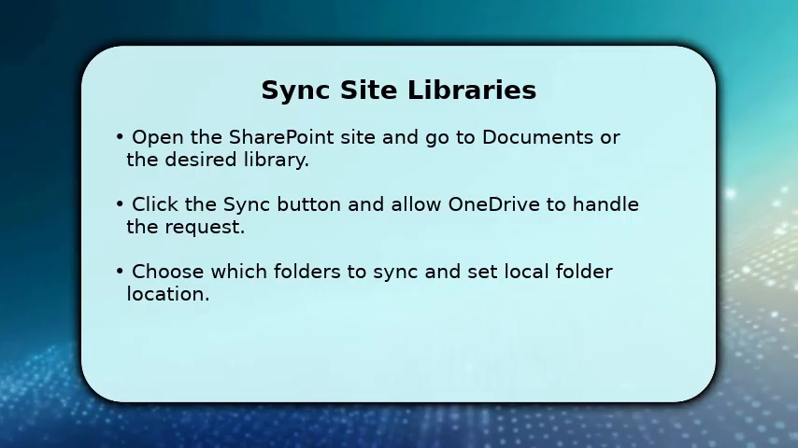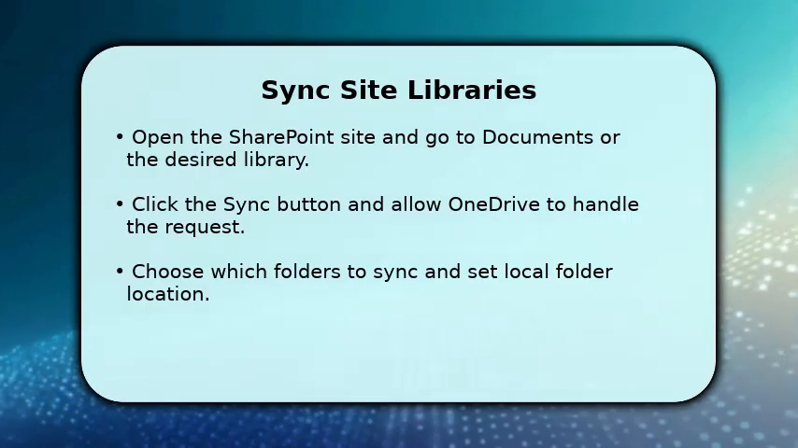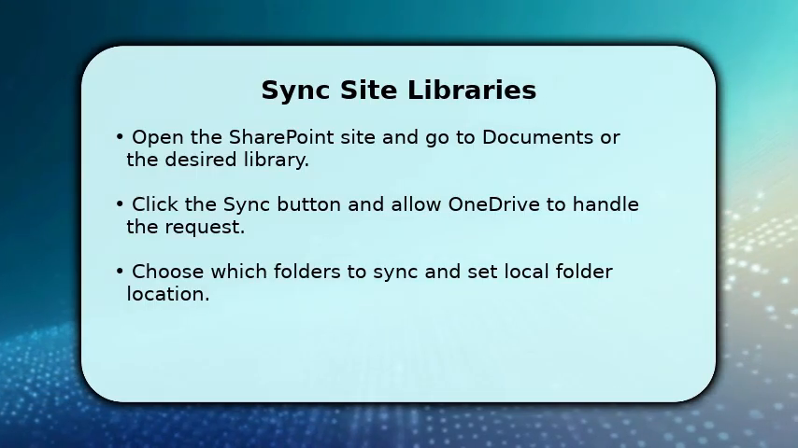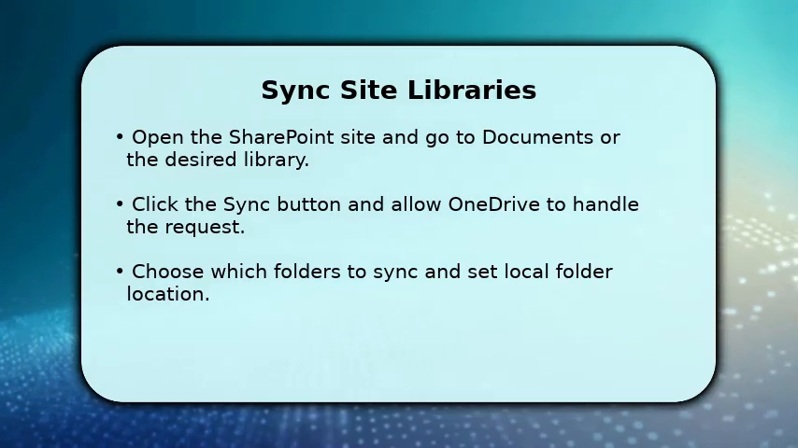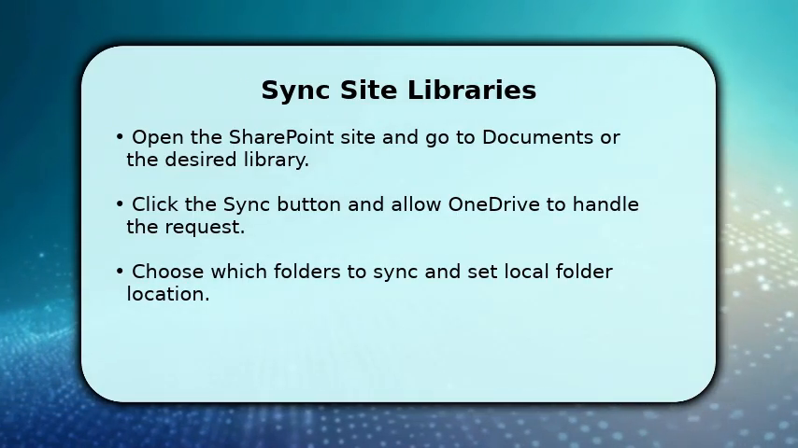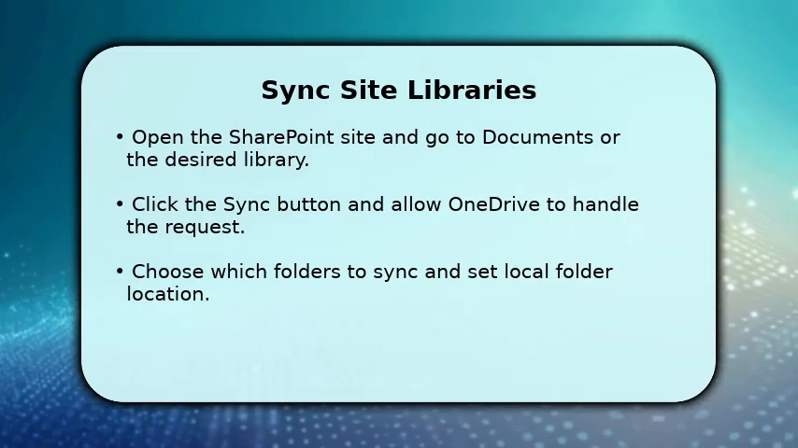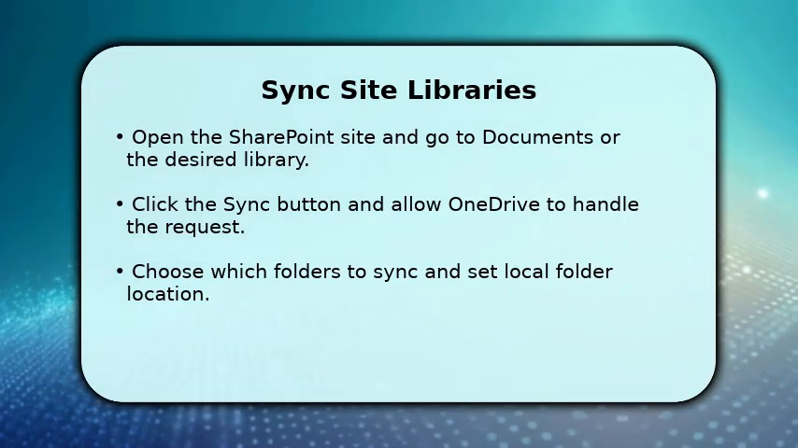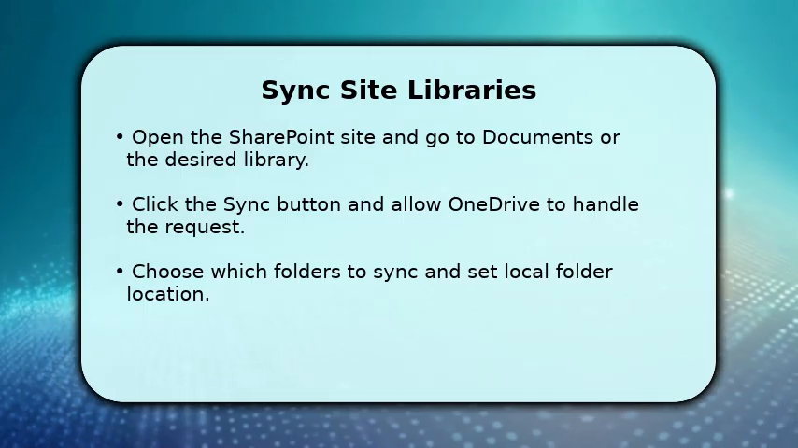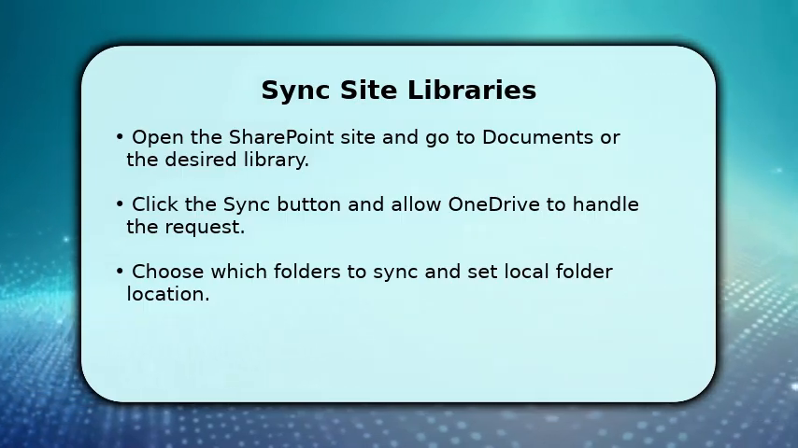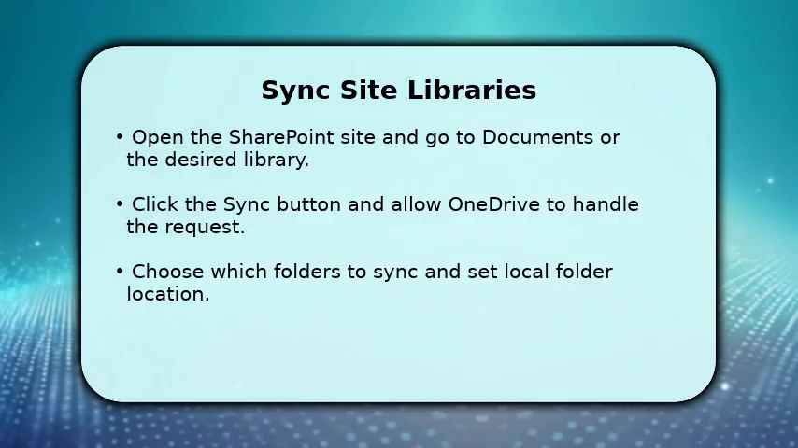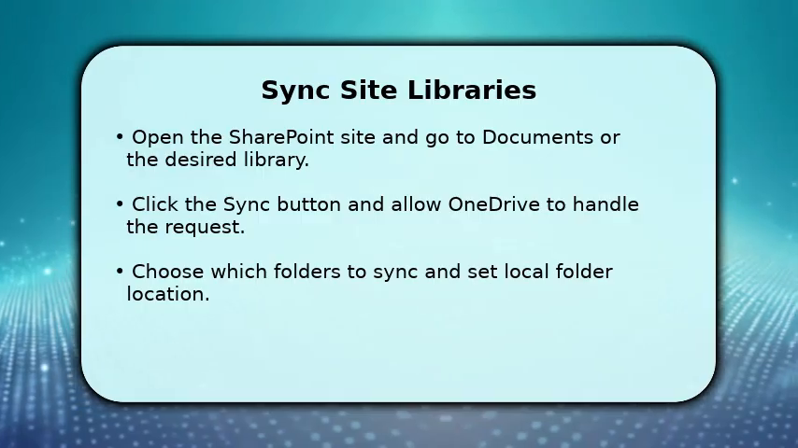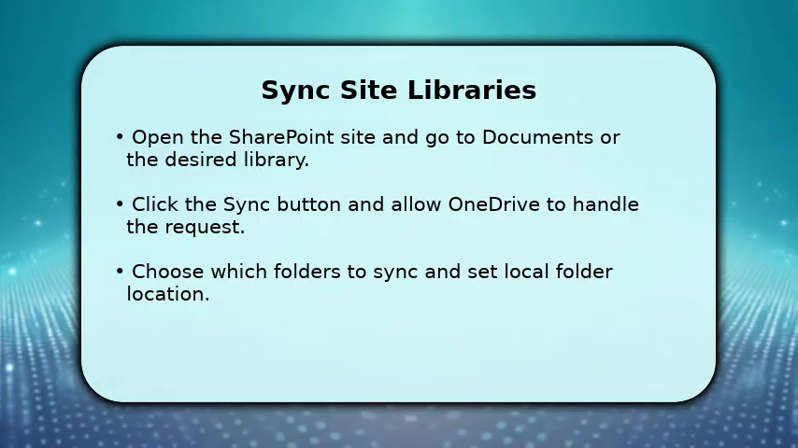Next, navigate to the Documents library on the SharePoint site and click the Sync button. This tells OneDrive to create a local link. When prompted, sign in with the same work account and confirm the OneDrive app will open. You'll be asked which folders to sync. Pick only what you need to save space. Make sure to set or confirm the local folder location in File Explorer. This controls where the site appears on your desktop and why files show up under your organization's folder tree.